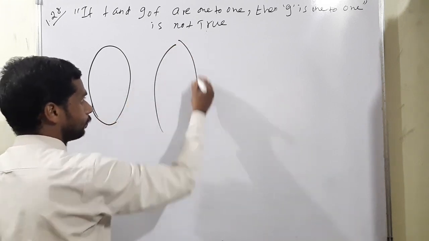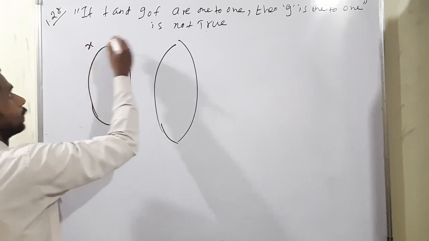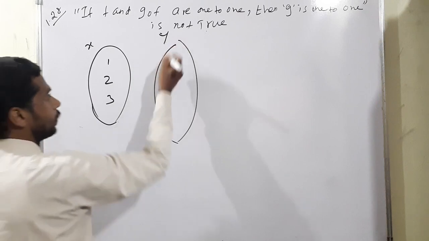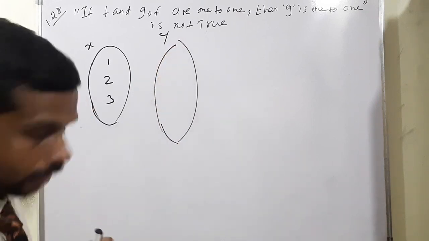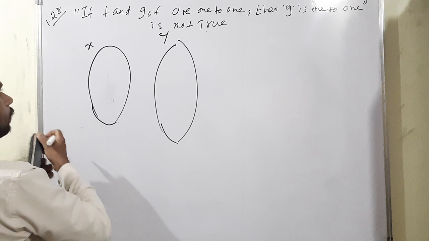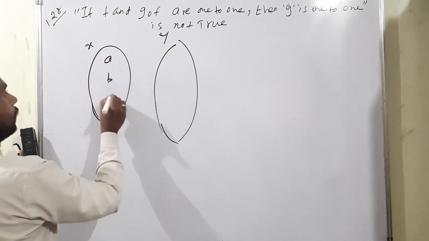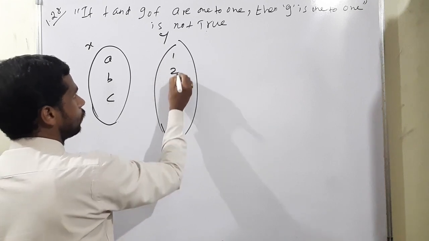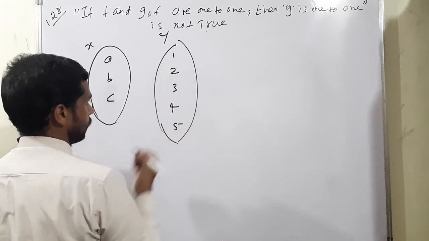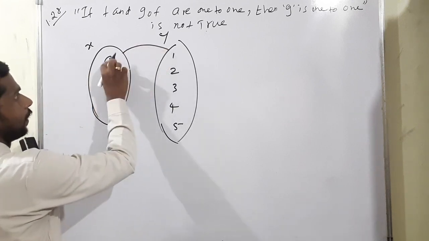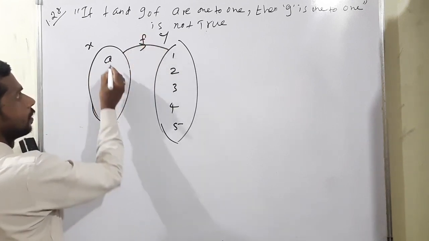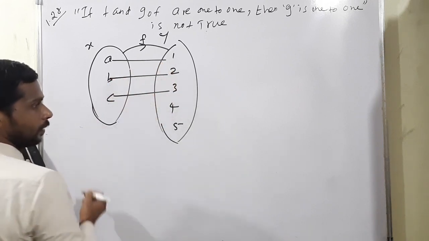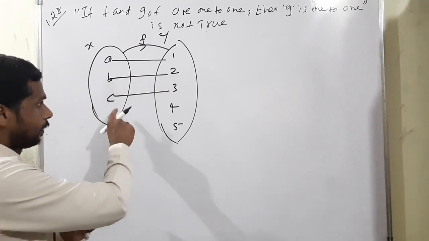This is considered for x, this is y. So x is considered for 1, 2, 3. At the same time, for y, I'll make it here A, B, C, okay. Here the domain, and this is called the codomain, isn't it? 1, 2, 3, 4 and 5 are there. If you are comparing the function x to y, this is called f. So A is mapped to 1, B is mapped to 2, C is mapped to 3. So definitely this is 1 to 1.